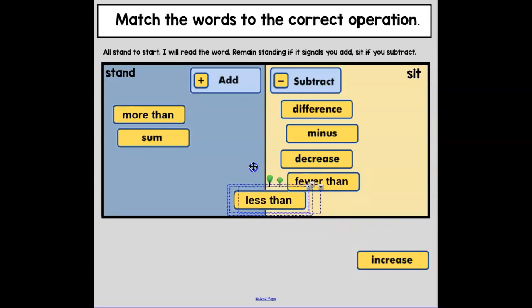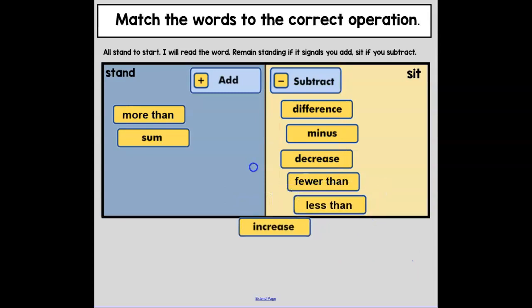Less than. Stand if you think it means add. Sit if it means subtract. It means to sit for subtract. And how about increase? Is that sit for subtract or stand for add? If I increase, that's the opposite of decrease. Increase means go up, up, up, so I would add.